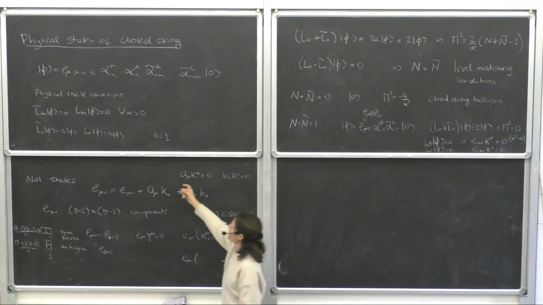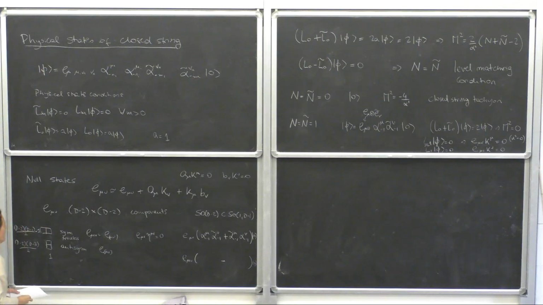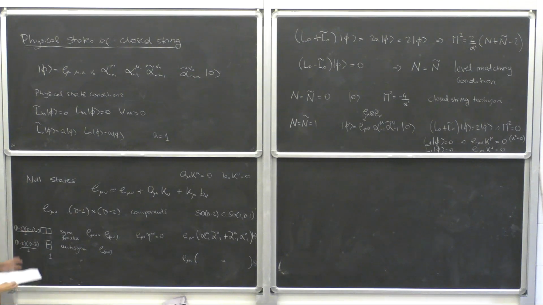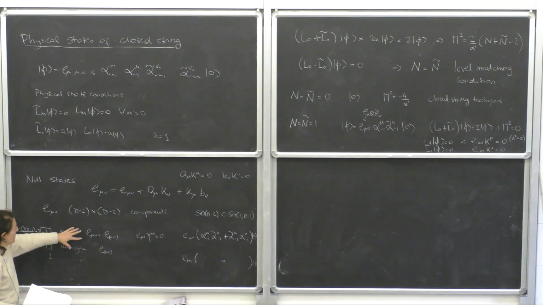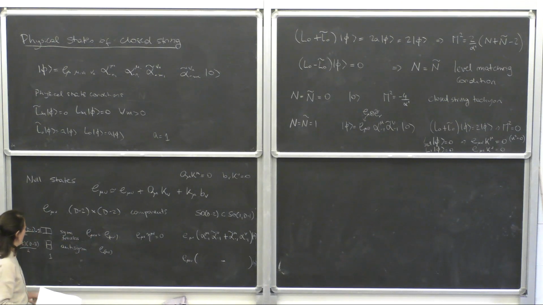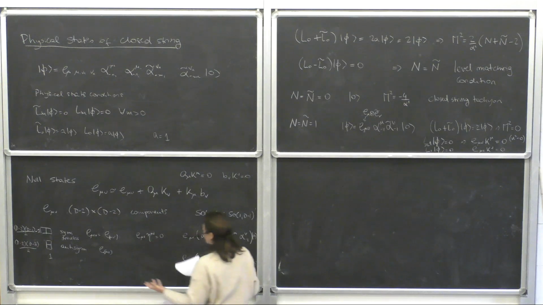And if we look at these null states, I mean, so this is a quanta of some gauge field. This gauge field is symmetric and has 2 indices. This gauge field is antisymmetric with 2 indices. And this is some scalar field.